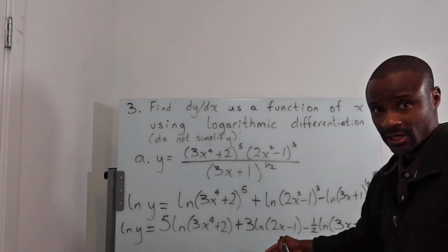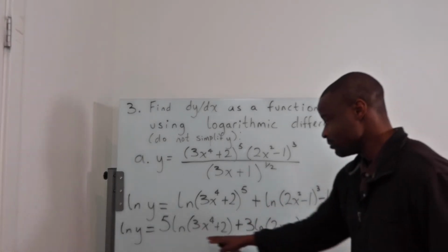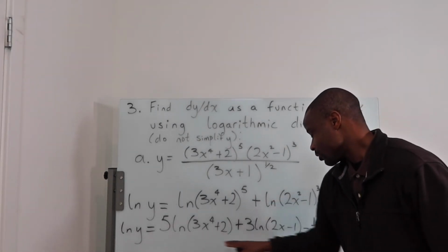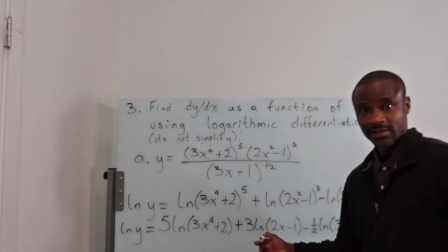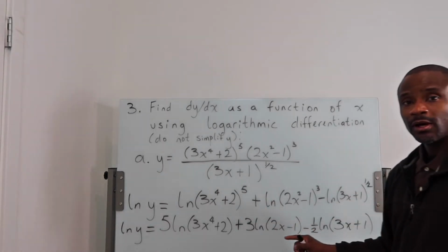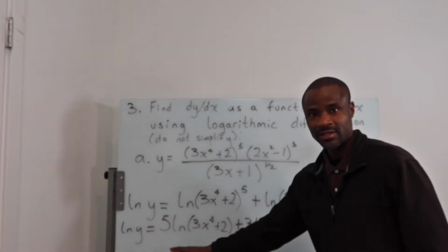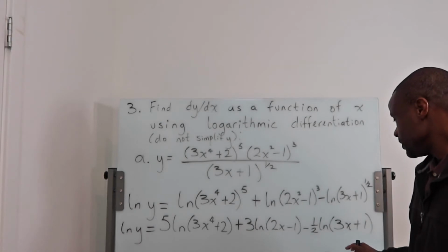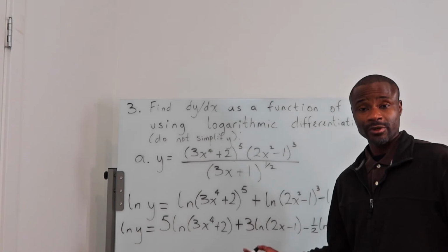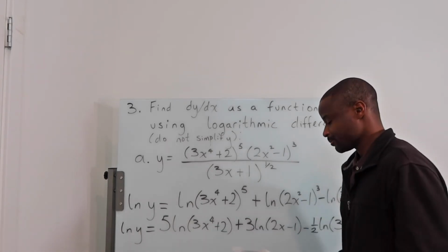I basically have the same thing, but all that changed is the powers simply became coefficients of the natural logs. They simply are being multiplied by it because that is our exponent property of logs. A natural log is a power. All right, so now when we have this step, we essentially can no longer use any properties of logs. So the next step is to take derivatives.